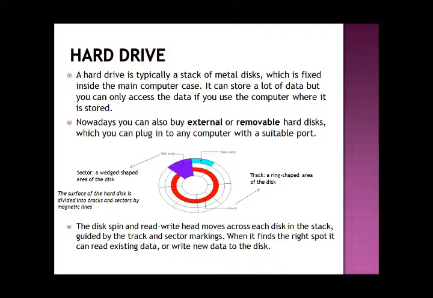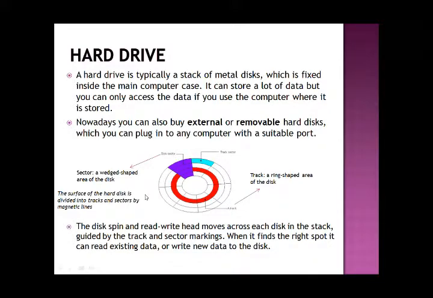So here's a cross section of the hard drive. You have the sector, which is this area here, and the track, which is this area here. So the sector is a wedge-shaped area of the disk, like a pie slice, and the track is a ring-shaped area on the disk, which is this area here.